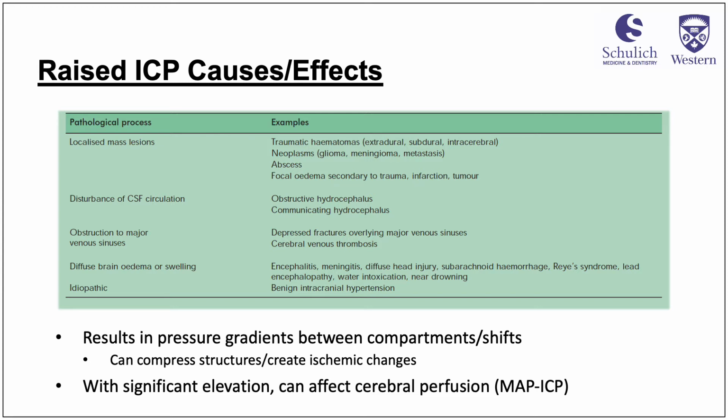And so you can get pressure of the brain onto the skull, and this can cause ischemic changes, as well as pressure of the different brain components onto each other. And as the pressure actually starts to increase, it can start to affect cerebral perfusion, which, as we know, is your mean arterial pressure subtracted by your ICP. And so certainly if your MAP is constant as your ICP increases, your perfusion decreases.